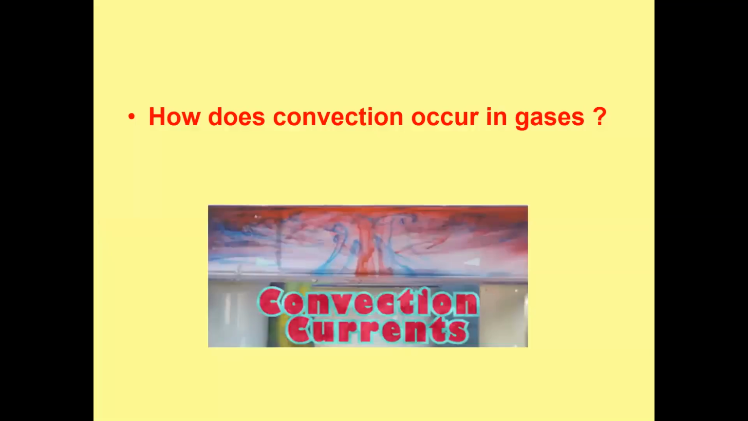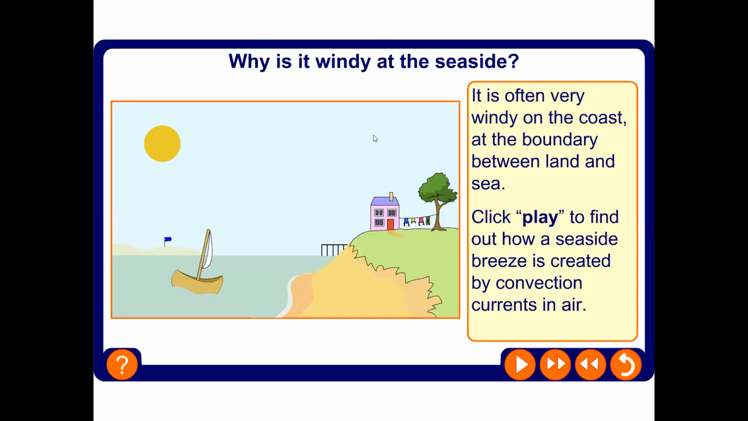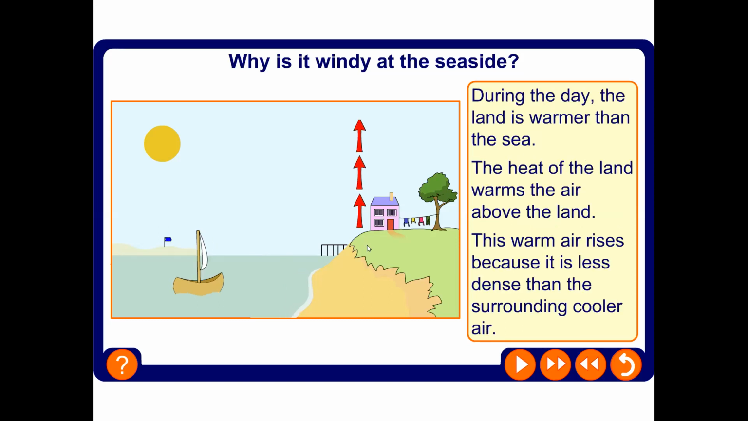Now, if we move on, let's have a look at how convection occurs in gases. It is often very windy when we go to the seaside. Let's have a look, why is that? There's always a difference between the temperature of the water and the land, and that is because of the difference in specific heat capacity of the water and the land, or the sand. Let's see what's going to happen. During daytime, the land is warmer than the water.